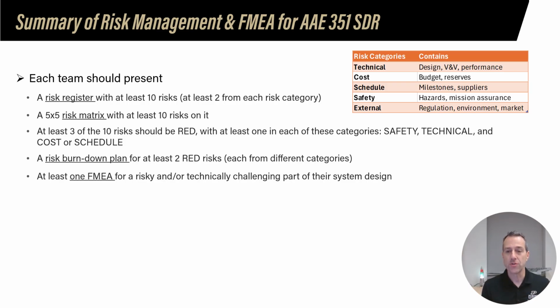Then you should choose 2 of those for a risk burn down plan, 2 red risks from 2 of the categories. And finally, create at least 1 FMEA for a risky or technically challenging part of your system design. Okay, so that is the summary of this section and the things that are going to be required for SDR. If you have any questions, as usual, reach out to me and let me know. All right, enjoy.